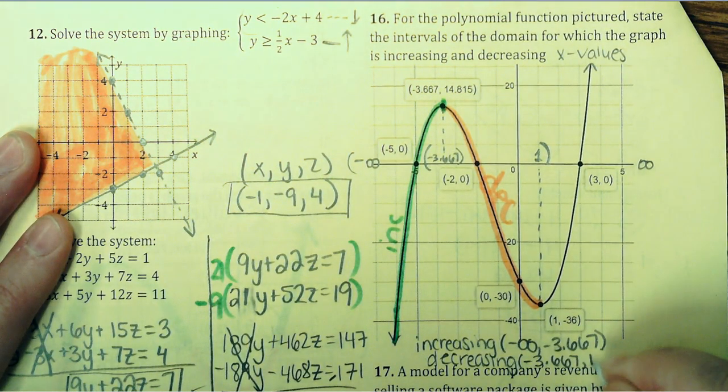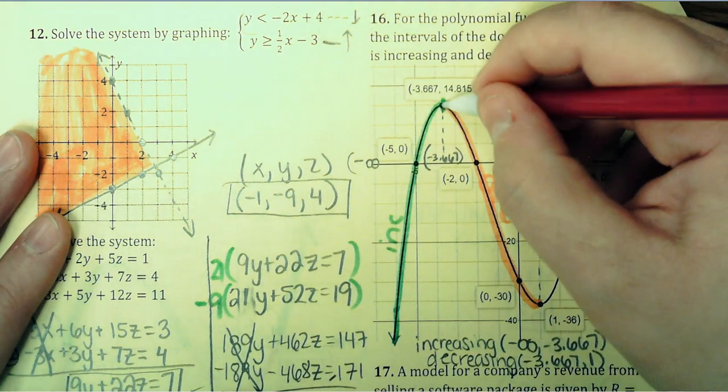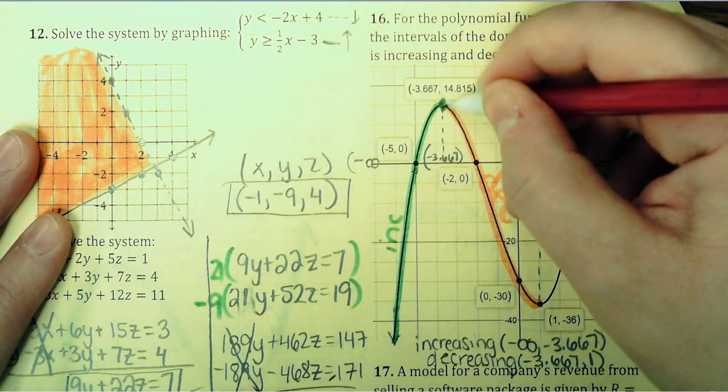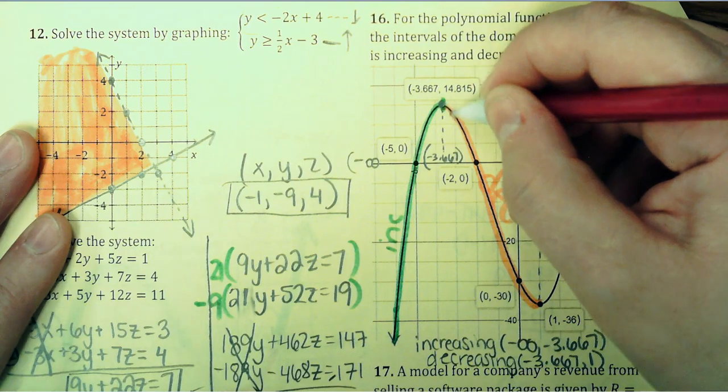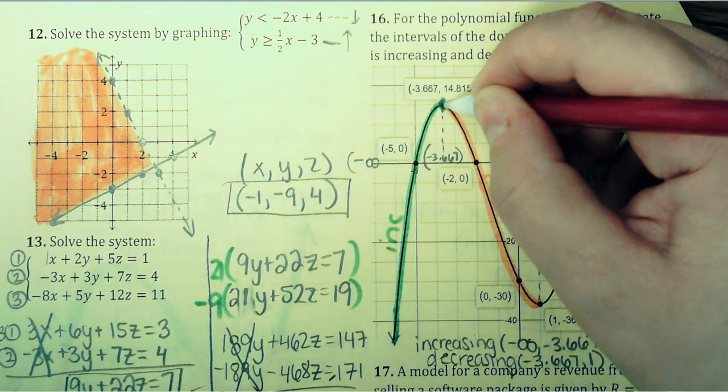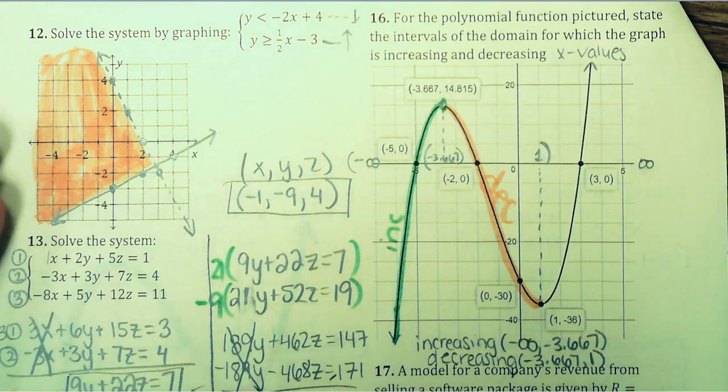And again, at these points, like it was with positive and negative, that point right there is not considered increasing or decreasing because it's where I'm turning direction, so it's just kind of flat there. So that's why you're going to see parentheses in these intervals and not brackets.